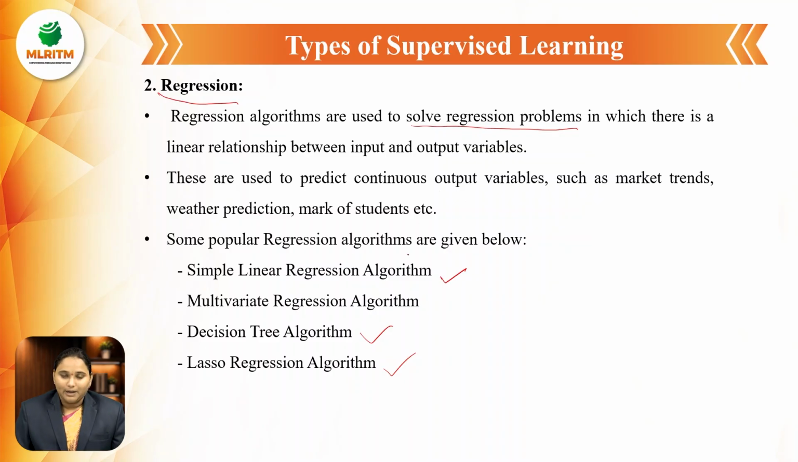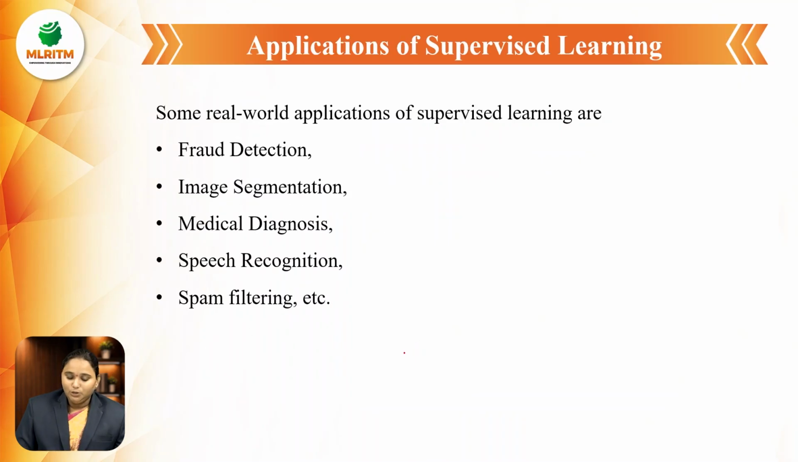students. Some popular regression algorithms are simple linear regression, multivariate regression, decision tree, and lasso regression algorithms. Next, coming to the applications of supervised learning: fraud detection, image segmentation, medical diagnosis, speech recognition, spam filtering. In all of these, we give the input data set and the corresponding output, and then another input related to the data set we have given. If it matches any features or inputs, it gives the output based on that.